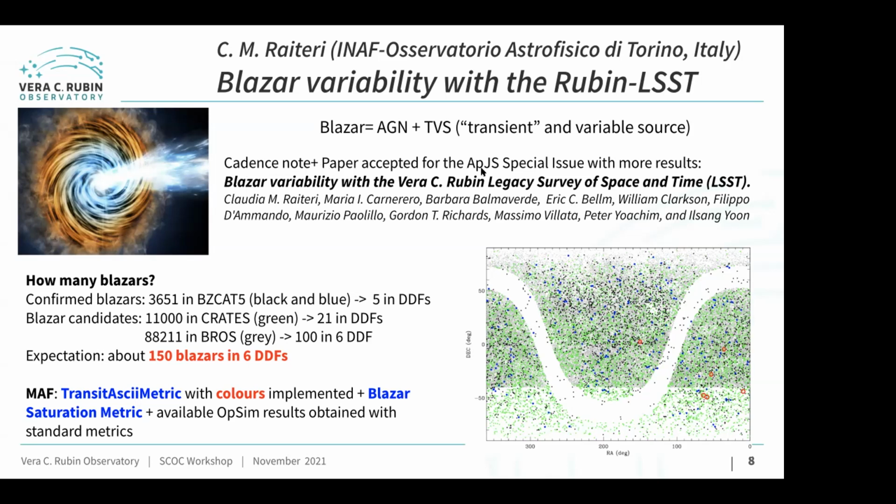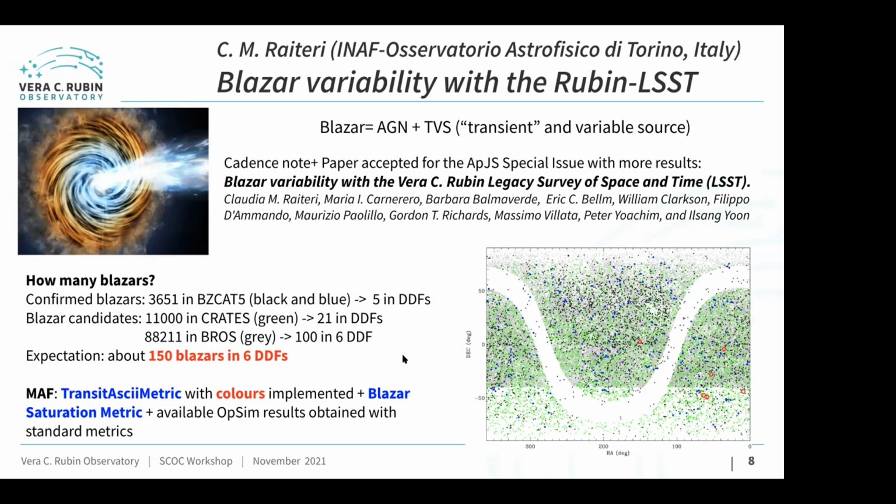The paper contains a deeper analysis and more results than the cadence note, especially on deep drilling fields. In the sky map plotted here, each point corresponds to a confirmed blazar or blazar candidate according to 3 blazar catalogs. The BZCAT catalog contains less than 4,000 confirmed blazars in the whole sky. The catalogs KDEBLLACS and BROS contain tens of thousands of blazar candidates.